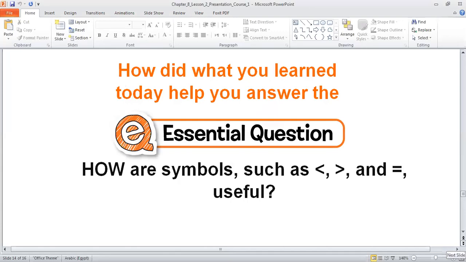Okay. What do we learn in this lesson? I need someone to read that. Okay, I need Ibrahim now. Read, Ibrahim. How did what you learned today help you answer that essential question? How are symbols such as greater than, less than, and equal useful? Okay. Now I need you to look at the next slide carefully.